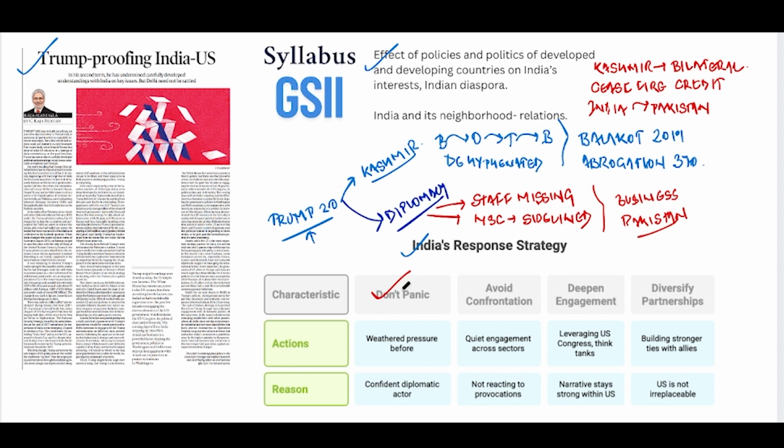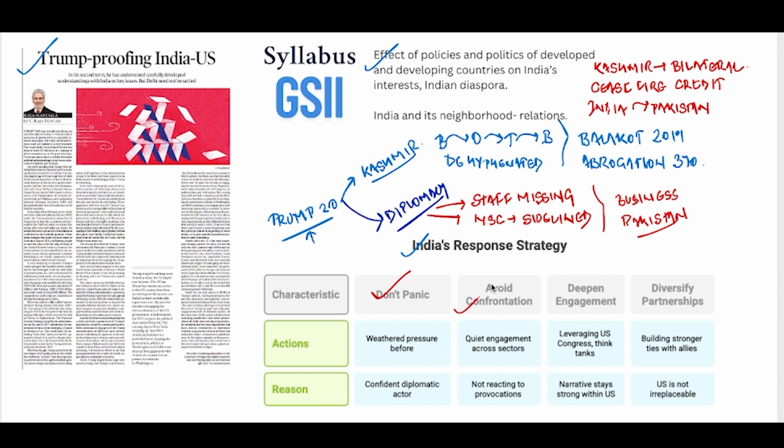The first one is that we don't have to panic. India has already sustained pressure on previous occasions. For example, when India conducted nuclear experiments earlier, the Clinton regime imposed heavy sanctions and India weathered that, tolerated that. According to the author, India is now the world's fourth largest economy and a confident diplomatic actor. So panic is completely unnecessary.